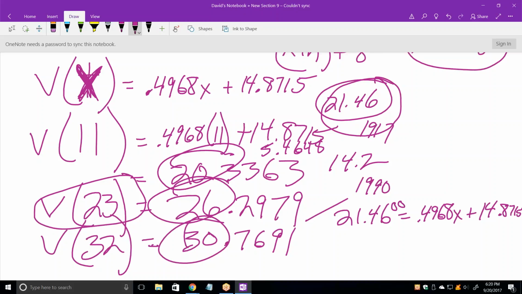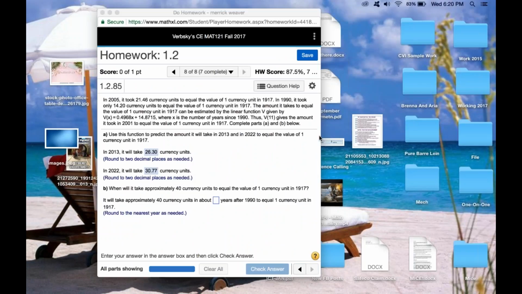It says... Let me make you the presenter. Let me read that. Okay, show my screen. When will it take approximately 40 currency units to equal the value of 1 currency unit in 1917?